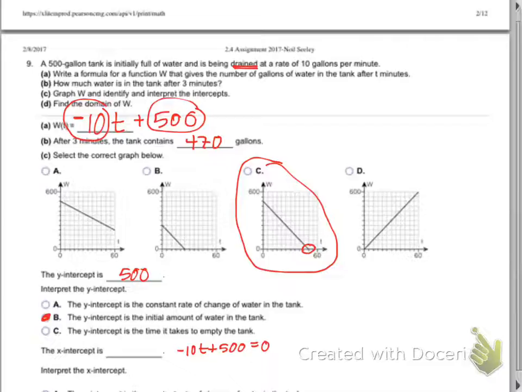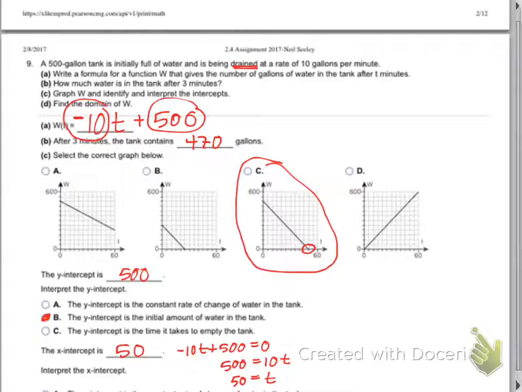So when we want an x-intercept, we're actually setting the whole graph equal to 0. And I can add 10t to both sides and do a little solving. This is where algebra can help us find out. You can guess and check. I'm sure you could figure it out just looking at it. But I want to know when this whole value is 0. If I divide both sides by 10, I get 50 is the time when it hits a height of 0. So the x-intercept is 50. And then finally, that's when you have an empty tank, by the way.